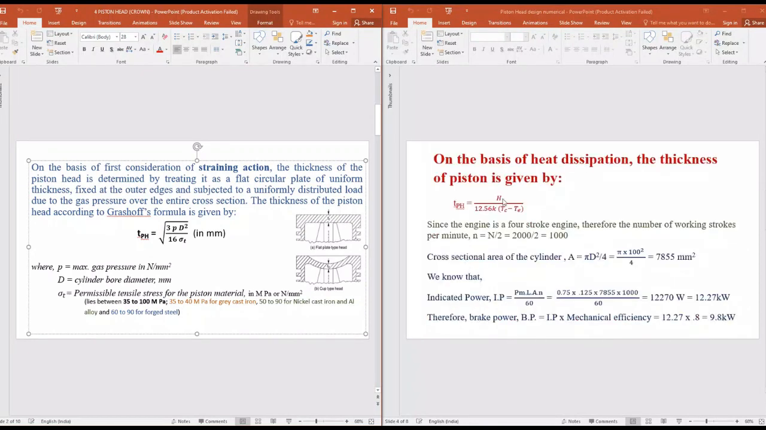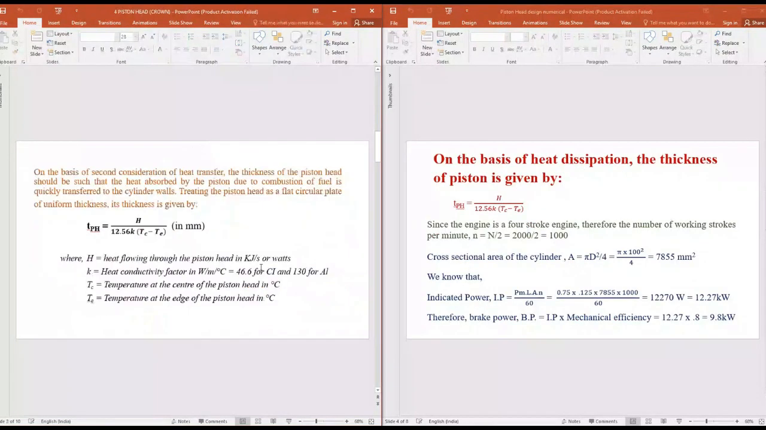Now again, on the basis of heat dissipation, we have this formula. You see here, the thickness of the piston head is equal to H by 12.56 K into the difference in temperature between the center and edges of the piston. What is H? What is K? H is the heat flow through the piston. K is thermal conductivity, equal to 46.6 for cast iron and 130 for aluminum. Tc and Te are temperatures.